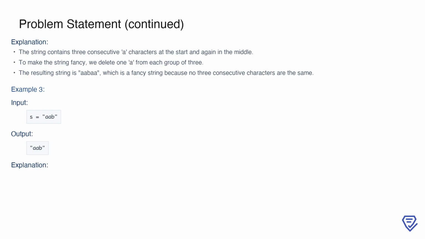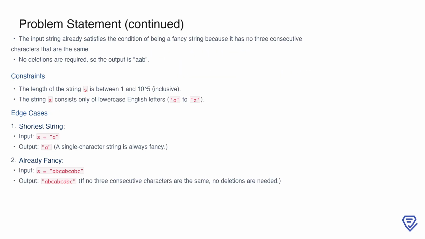Now let's take a look at the third example, where the input is S equals "ab". Here, the input string is "ab". This string already satisfies the condition of being a fancy string because it does not contain any group of 3 consecutive identical characters. Since no deletions are necessary, the output is simply the input string itself, which is "ab". With this example, we can see that if the input string is already fancy, no changes are required.